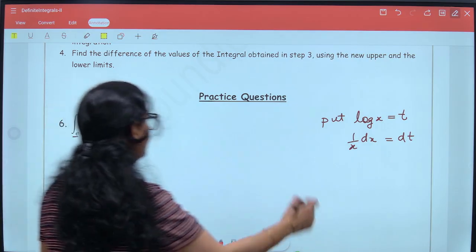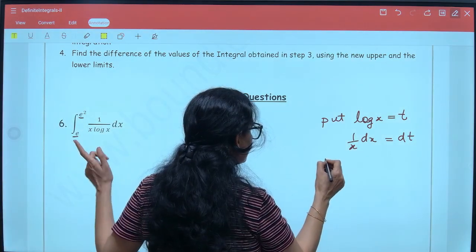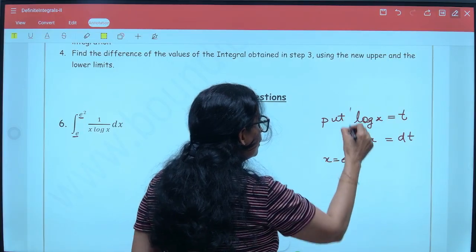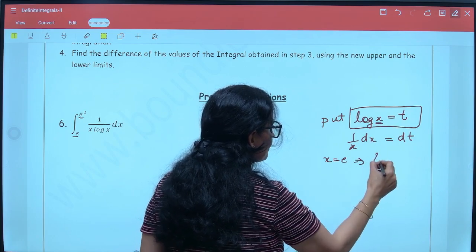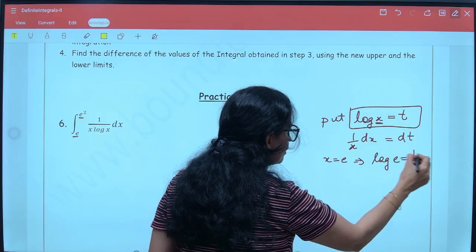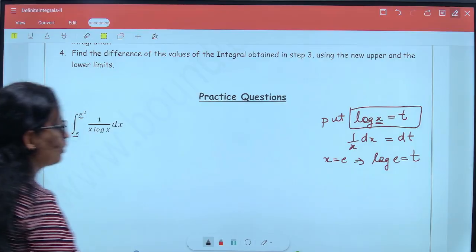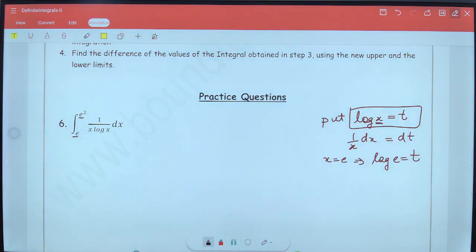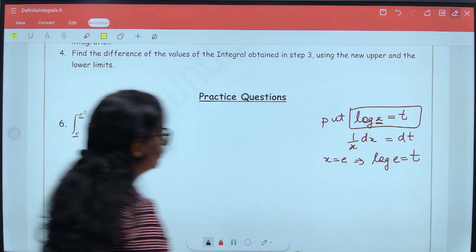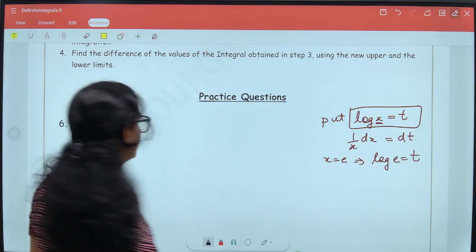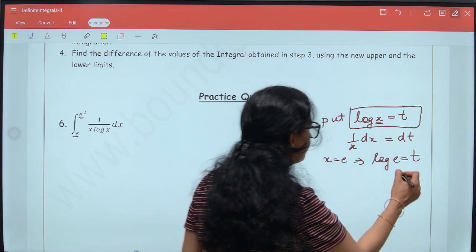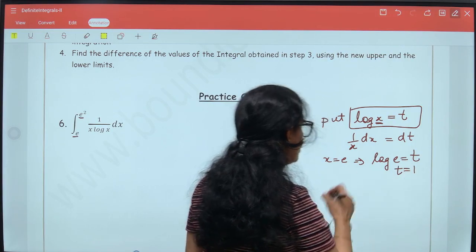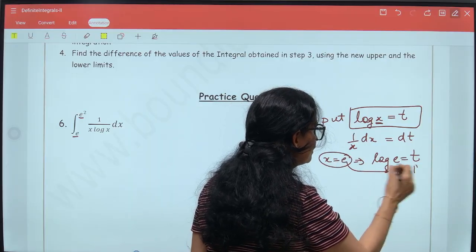So when x is e, the lower limit, what is the value of t? If you put x as e here, it becomes log of e equals t. So what is the value of t? Log of e is 1, so that means t is 1. So when x was e, the value of t is 1.